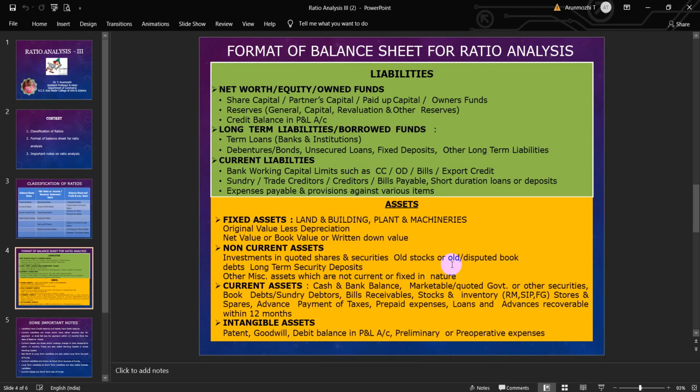Next, we move on to the current assets, cash and bank balance, marketable quoted government or other securities, book debts or sundry debtors, bills receivables, stocks and inventory, stores and spares, advance payment of taxes, prepaid expenses, loans and advances recoverable within 12 months. Next, we have the intangible assets, patent, goodwill, preliminary or pre-operative expenses, and which appears in the debit balance in profit and loss account.